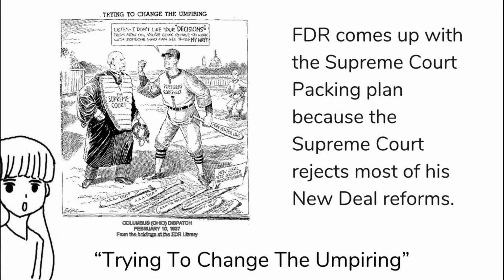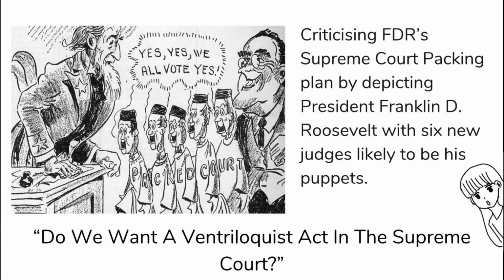He's really upset. And so with the Supreme Court packing plan, in this political cartoon titled "Do We Want a Ventriloquist Act in the Supreme Court?", criticizing FDR's Supreme Court packing plan by depicting President Franklin D. Roosevelt with 6 new judges likely to be his puppets. People were really afraid that he's just going to bring in people with similar minds to him. People did not like that.